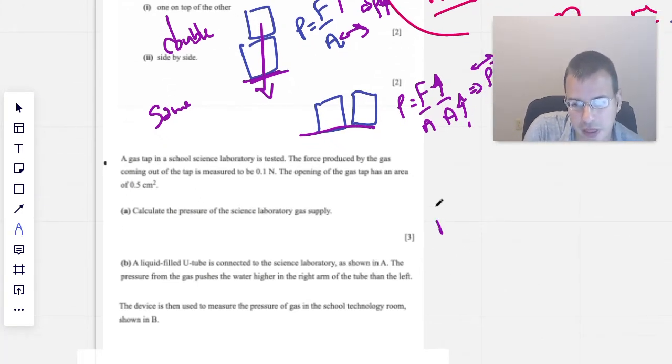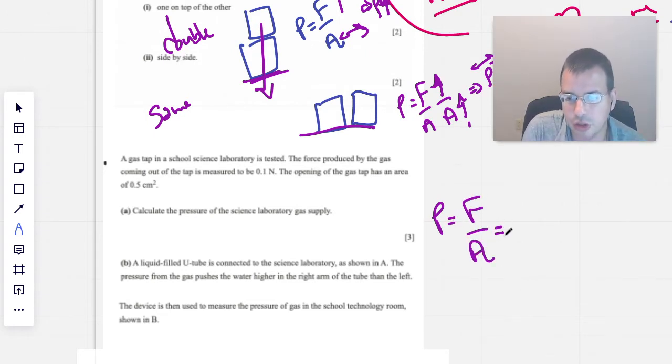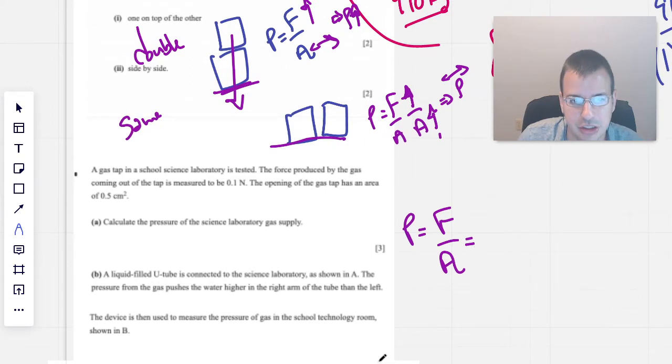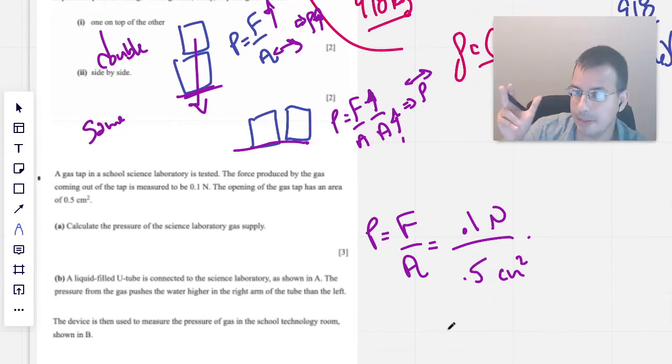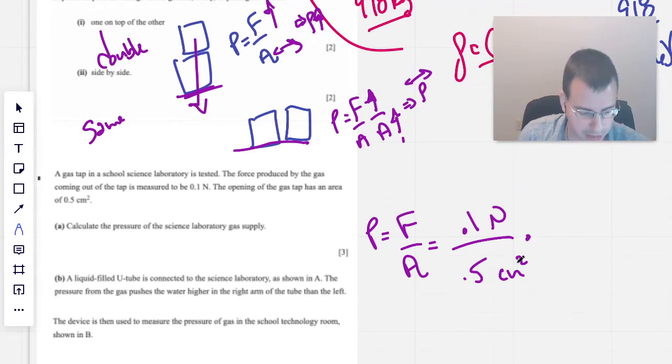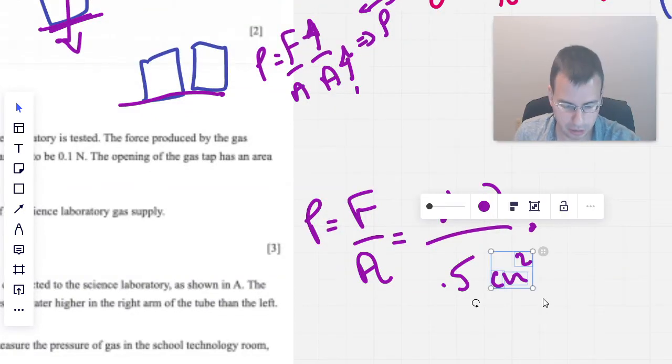All right, so for this, we're going to say pressure equals force divided by area. We want it in SI units. So it's going to be newtons, which we know is 0.1. And newtons is SI, so we're good with that. Then we have 0.5 centimeters squared, which we need to convert over to metric, i.e. meters squared.